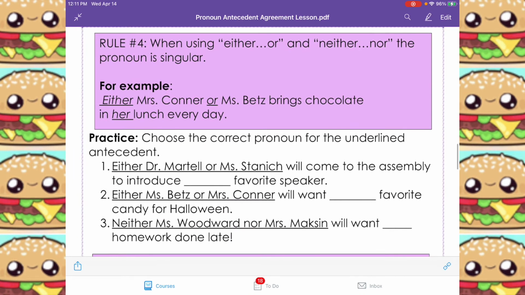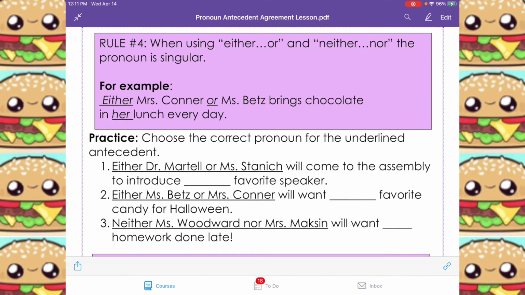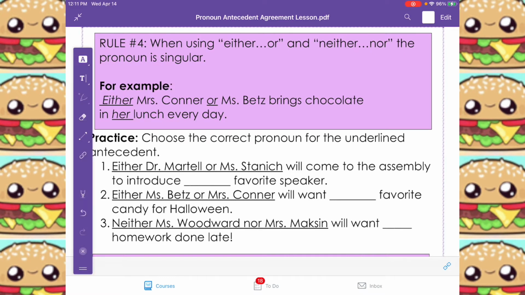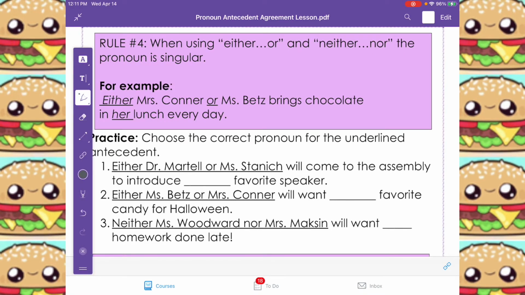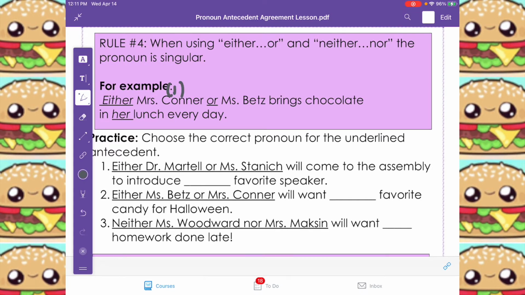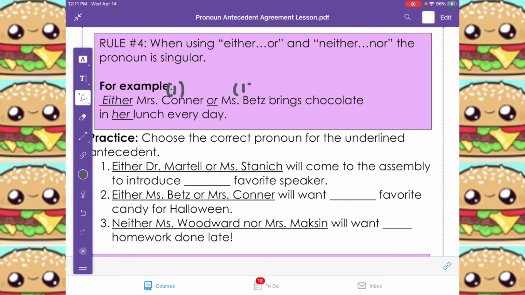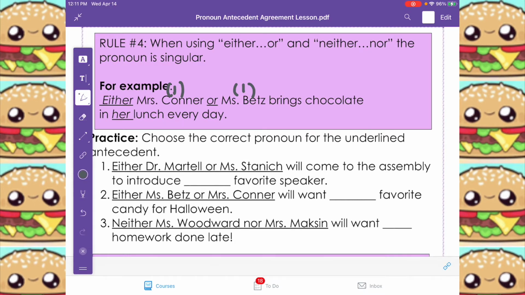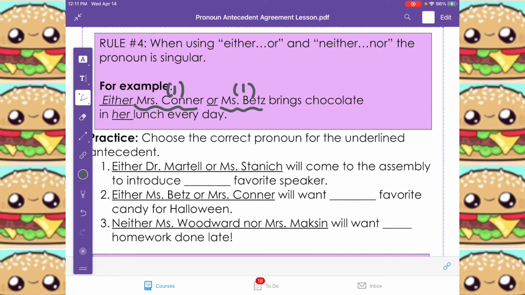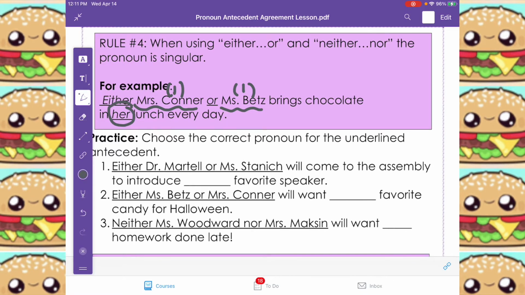Let's take a look at rule number 4. When using either or and neither nor, the pronoun is singular. So just like each and every, if I say either this one person or this one person, again, singular. So either Mrs. Connor, singular, or, not both, this or this one thing, or, singular, one, Miss Betts brings chocolate in. Now, Mrs. Connor and Miss Betts, both feminine, so it's safe to use a feminine pronoun here. So we need a singular, third person, possessive pronoun, her.